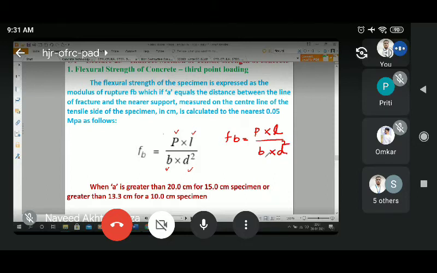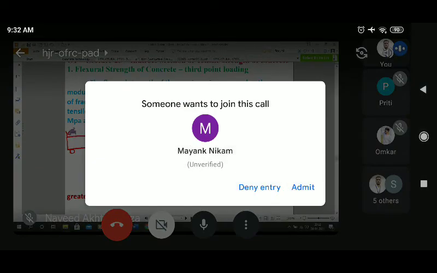When we use this formula, what is A? If this is your specimen of 700 mm, and our roller is at this distance, then the crack or failure occurs from here. So from this failure surface, the distance between the nearest support and the failure surface is known as the value of A.